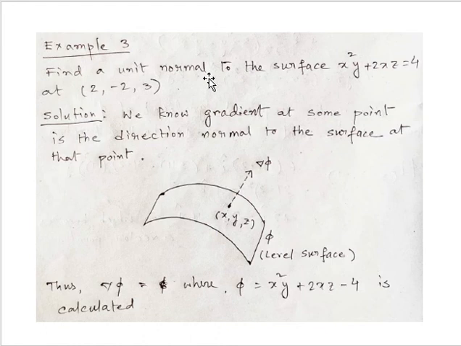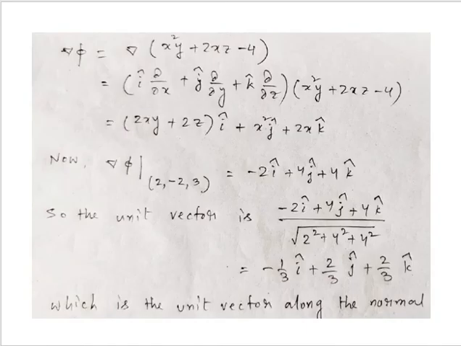So now, find a unit normal to the surface. Whenever we are required to find the normal to any level surface, we just need to take the gradient of this scalar field. So our first duty is to take the gradient of this scalar field.